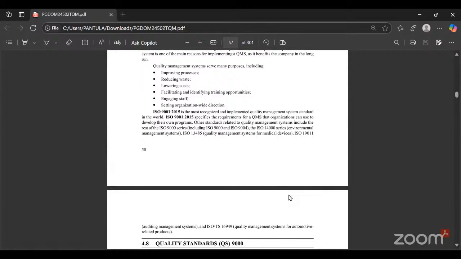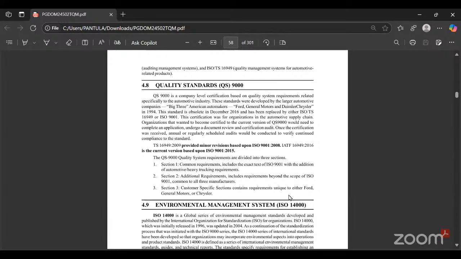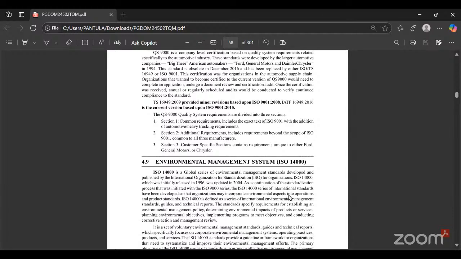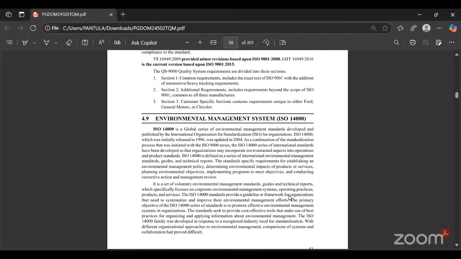So these are the ISO 9001:2015 elements. Quality standard QS 9000 is a minor revision based upon ISO 9001:2008. IATF 16949:2016, the current version, is based upon ISO 9001:2015. The QS 9000 quality system requirements are divided into three sections. Section 1, common requirements, including the exact text of ISO 9001 with the addition of automotive and heavy truck requirements. Section 2, additional requirements beyond the scope of ISO 9001. Section 3, customer specific sections, contain requirements unique to either Ford or General Motors.